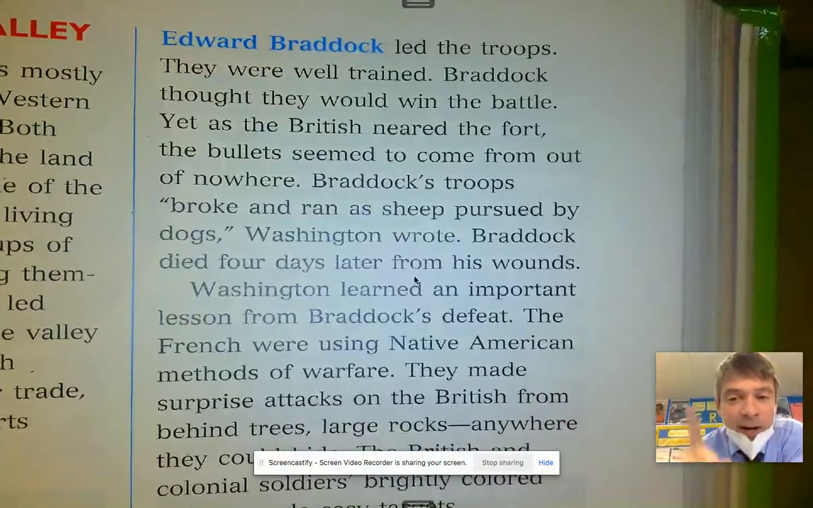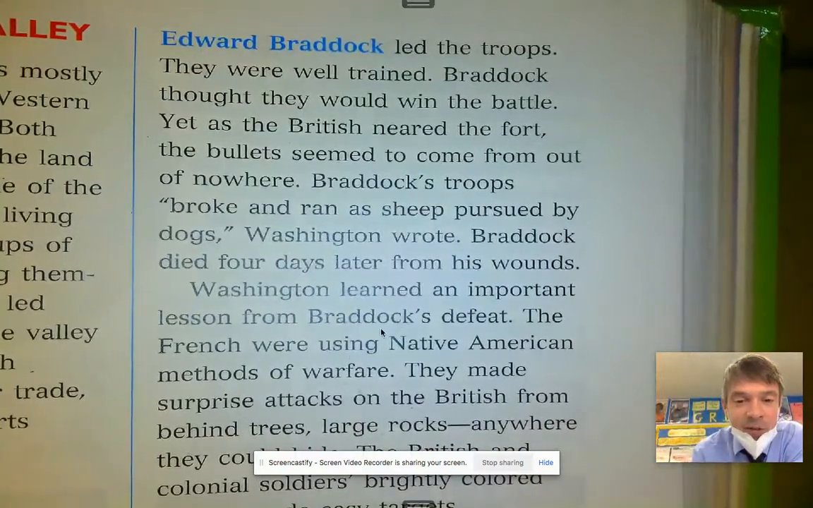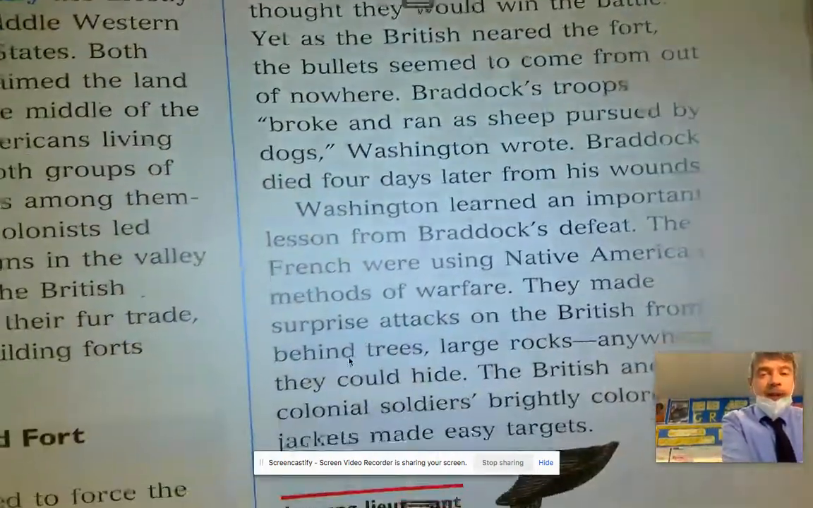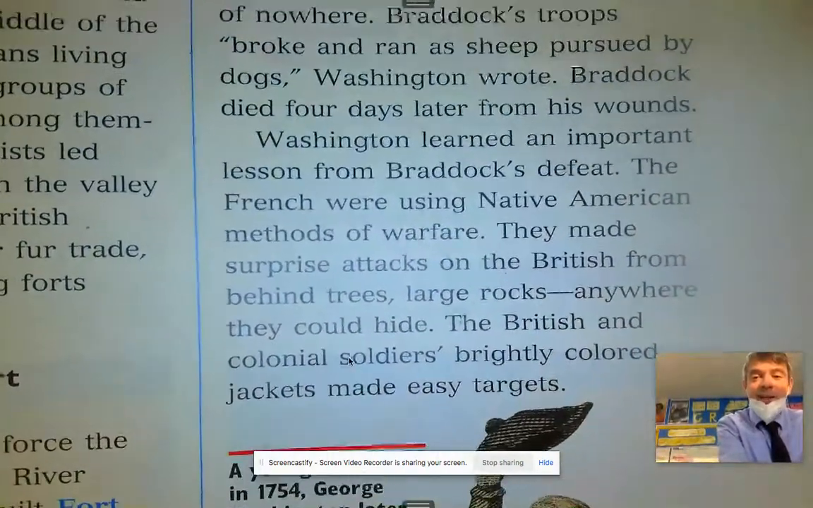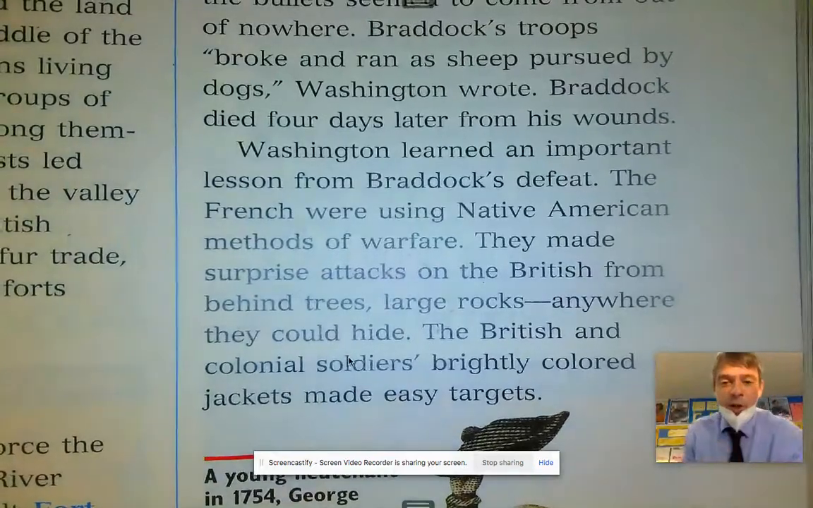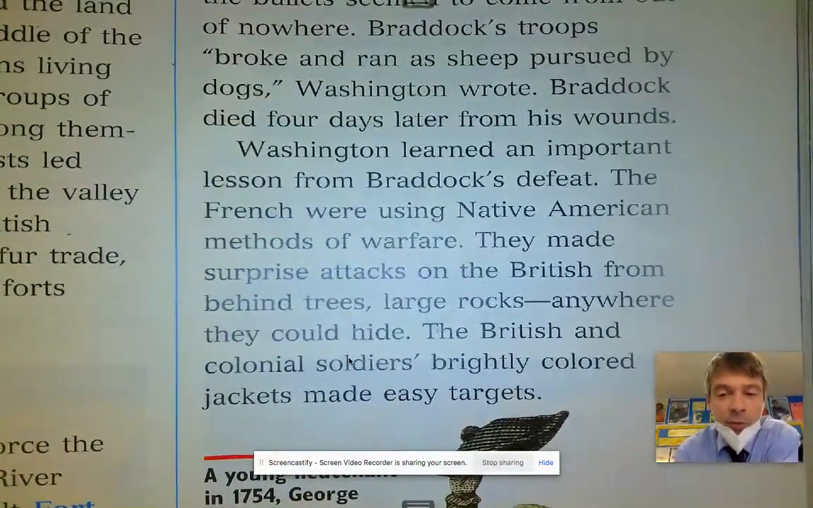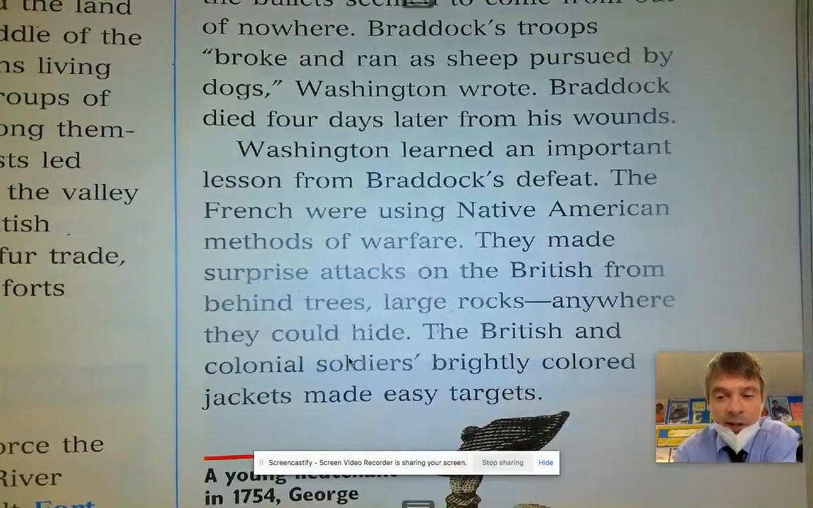Washington learned an important lesson from Braddock's defeat. The French were using Native American methods of warfare, the book is saying. They made surprise attacks on the British from behind trees, large rocks, anywhere they could hide. The British and colonial soldiers' brightly colored jackets made easy targets.